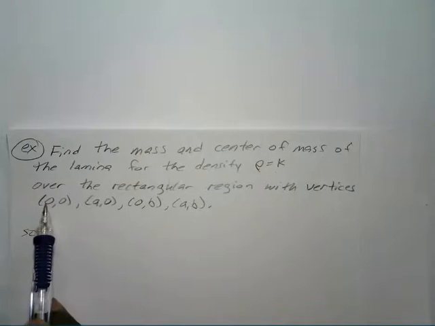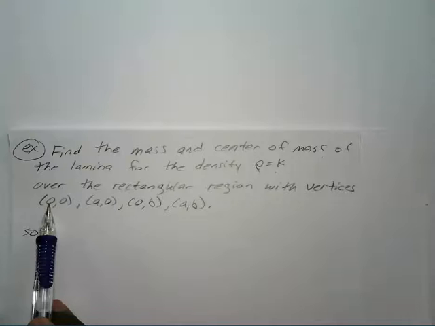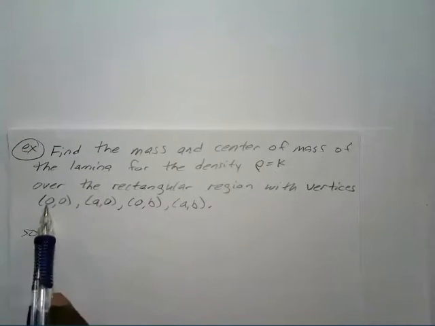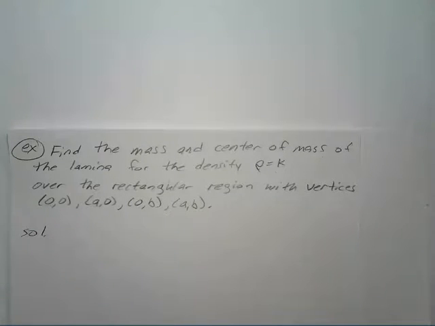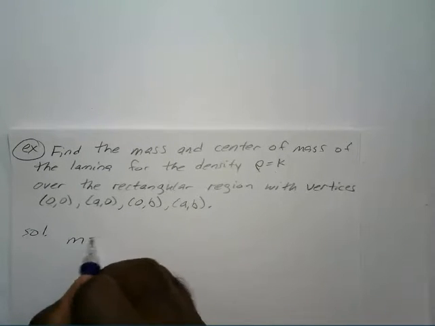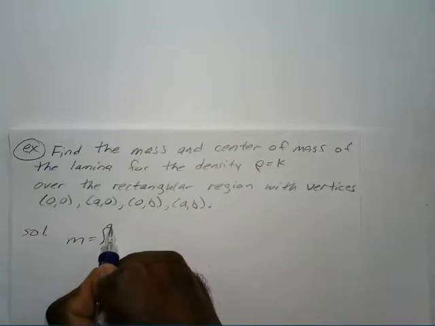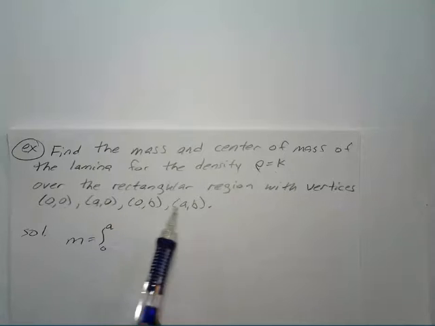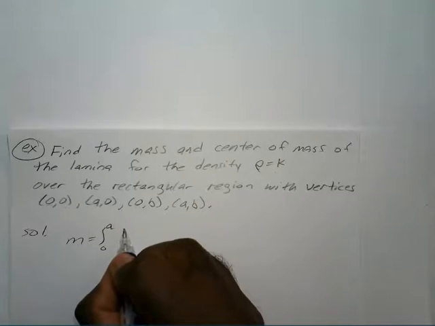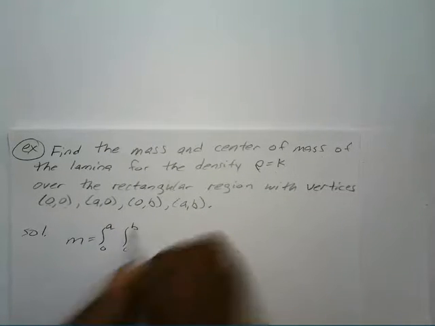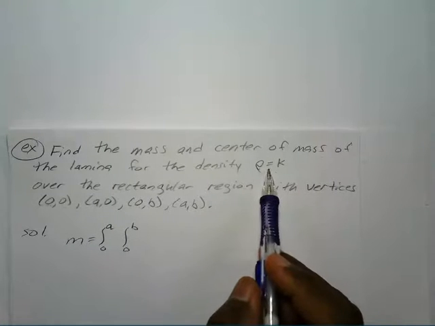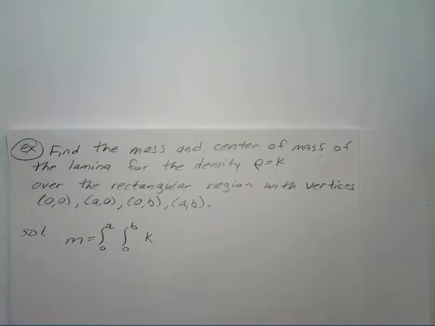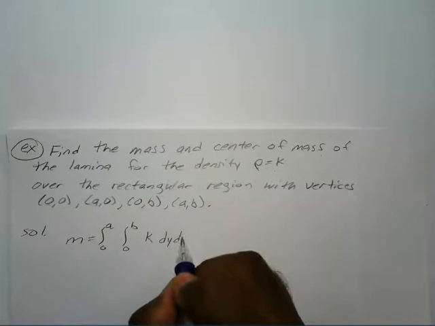Okay, so we can see here that the x component of our ordered pair goes from 0 to a. It just fluctuates between 0 and a. So we know our mass is going to equal the integral from 0 to a, and same thing with our y, we see that it fluctuates between 0 and b. So that's going to be the integral between 0 and b of our rho, which is just k, dy dx.